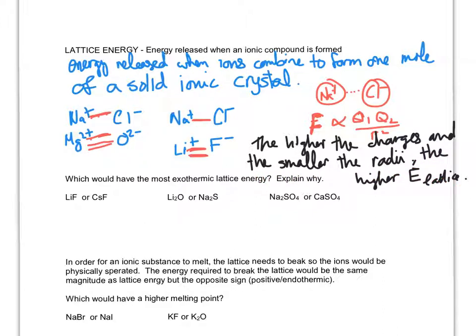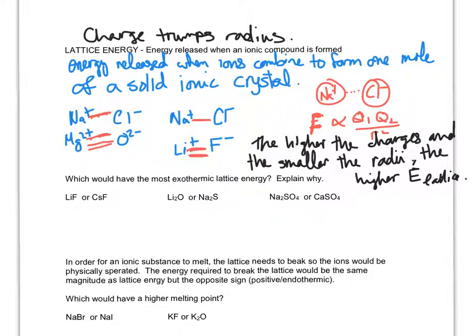Now, what if you have higher charges but bigger radius? Or smaller charges but smaller radius? So then what? Well, the charge definitely trumps the radius, or the distance. So let's write that down. Charge trumps radius or distance. And so the one with the higher charges will always win.